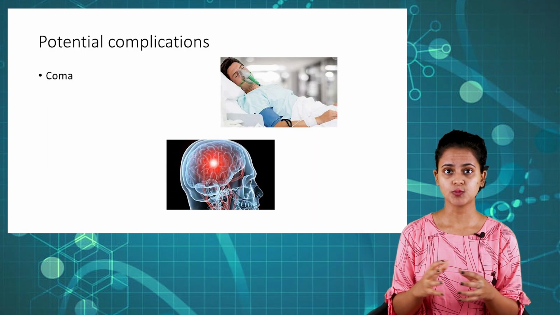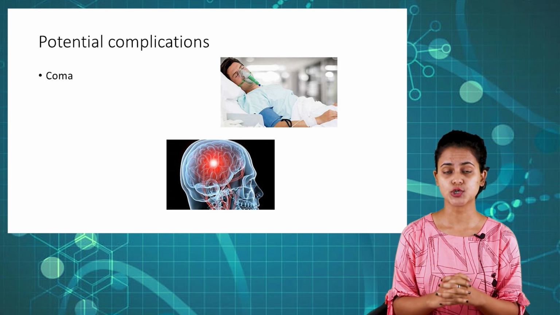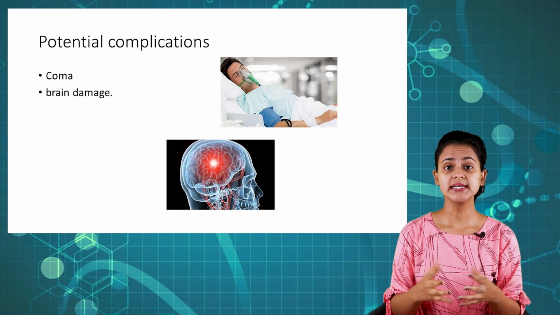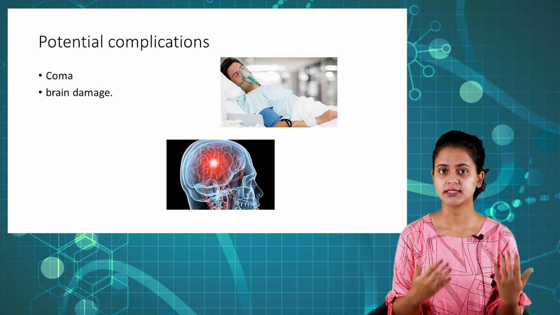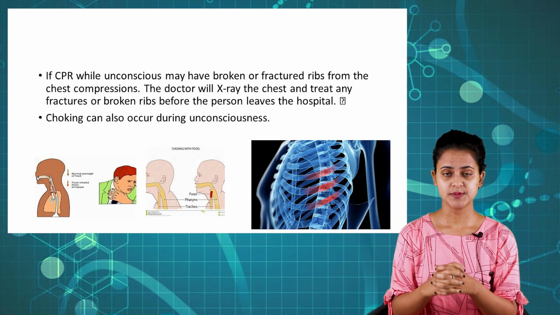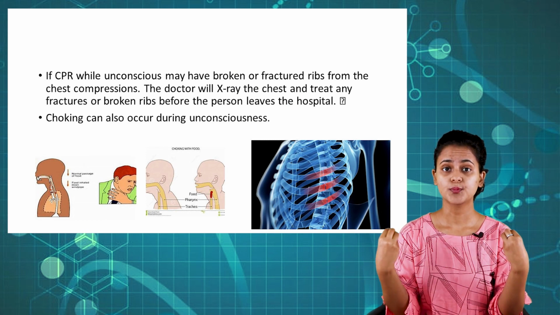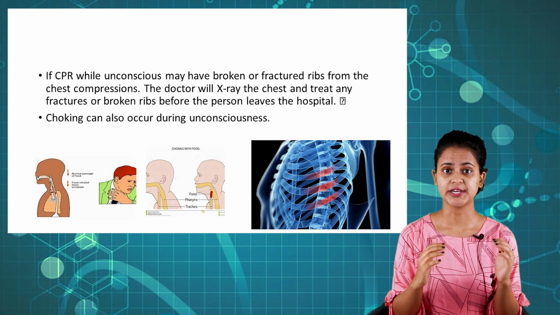Now, often the client will present with certain physiological complications as well. So the nurse plays a very important role in preventing the complications as well. That is the reason we need to learn about the potential complications associated with this condition. The potential complications almost always include the development of coma for the client. Brain damage is a very common complication associated with unconsciousness. Choking and aspiration is a very common problem or complication for a client with unconsciousness.